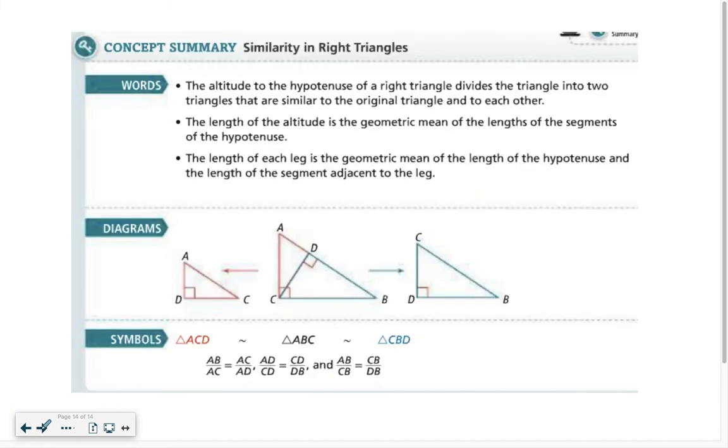And then here is the concept summary for this section. Really, the key takeaway is remember that when you're setting up your proportions, the sides that appear on both triangles always are diagonal from each other. And that should really help you with setting it up, and I highly, highly, highly recommend drawing yourself pictures and breaking up the triangles. If you have any questions at all, please don't hesitate to ask, and I'm more than happy to assist you. Have a great day.